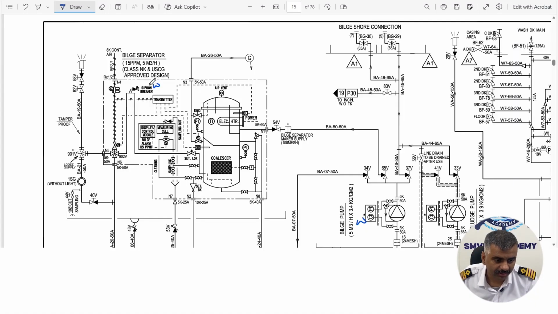So the first question is, why is a siphon breaker installed? You can see this is the siphon breaker here. Why is it installed in the OWS overboard line?